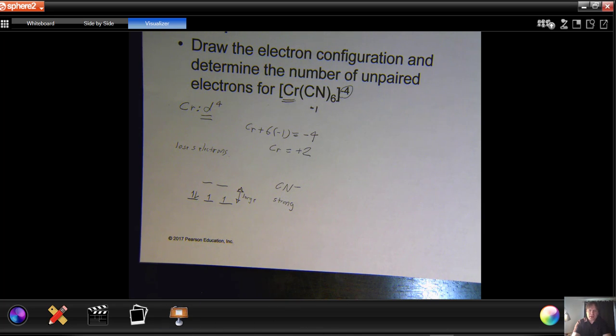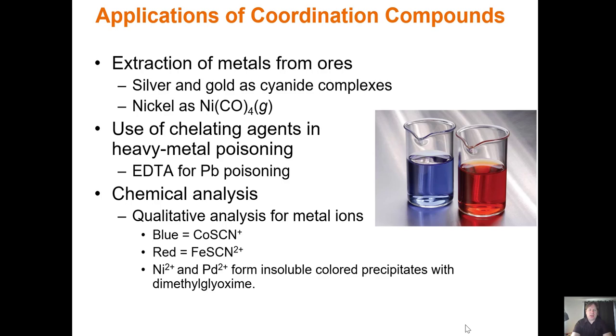Okay, I want to end by talking about a couple of applications of these coordination compounds. These complex ion coordination compounds are used in the extractions of metals from ores. So cyanide complexes are used for silver and gold. We can see nickel there with carbon monoxide. So these are ways of extracting metals. They're also used as chelating agents when we have heavy metal poisoning.